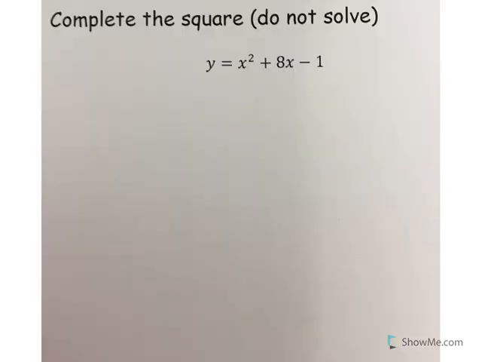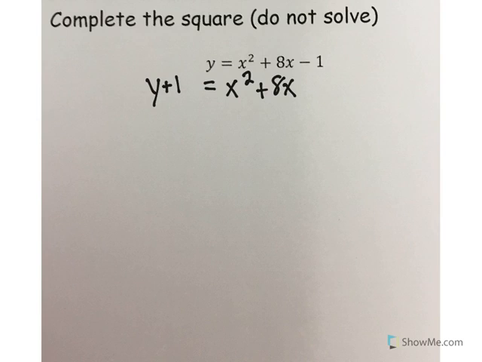All right, let's go on to our next example. For this one, instead of equals 0, I have y equals. This is standard form, y equals ax squared plus bx plus c. A is 1, b is 8, c is negative 1. We're going to do the exact same process, but instead of there being a 0, I'm going to leave the y there. So here's how it works. I'm still going to add 1 to both sides first. So you're going to put y plus 1 equals x squared plus 8x. So that's my first step.